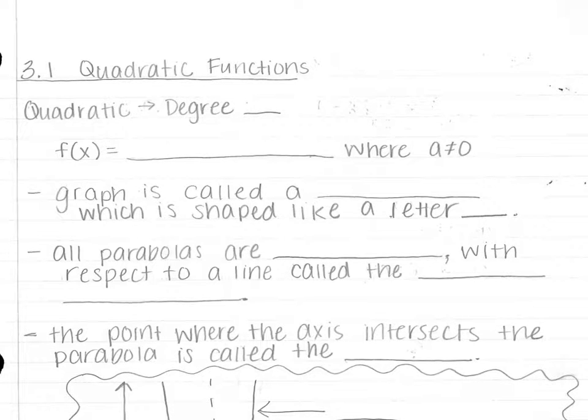Okay, so section 3.1 is all about quadratic functions. Quadratic means that we have a degree 2 function. So that's usually of the form f of x equals ax squared plus bx plus c, where a is not equal to 0. And a has to not be equal to 0, because if it were equal to 0, we'd lose our quadratic term, and we would just have a line instead of a parabola.